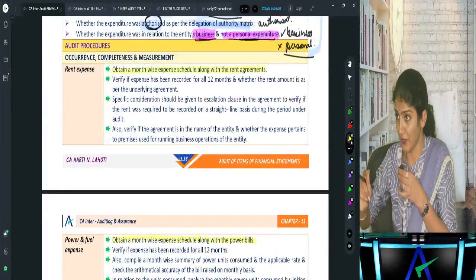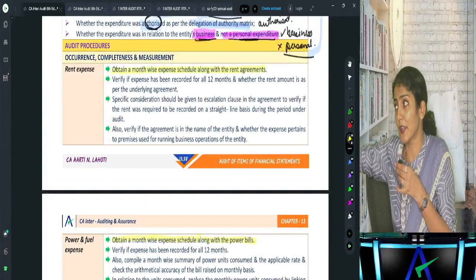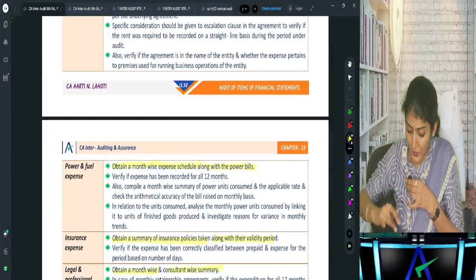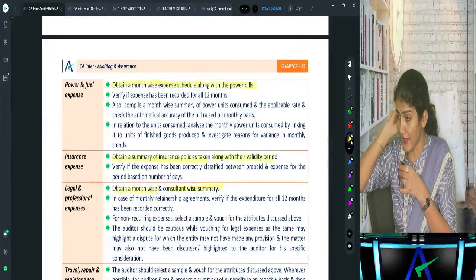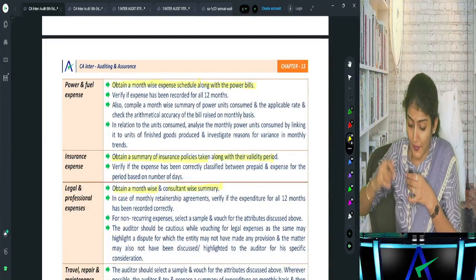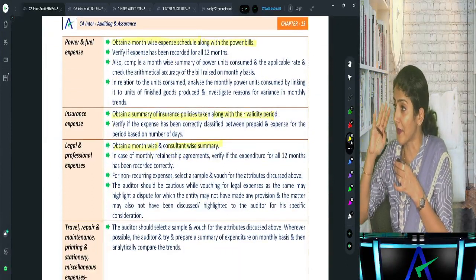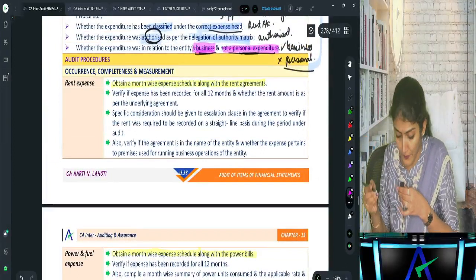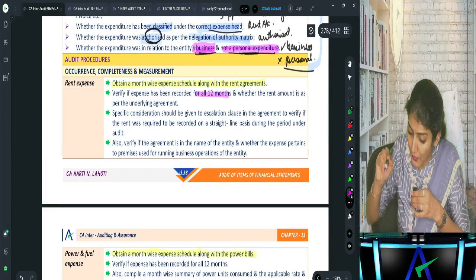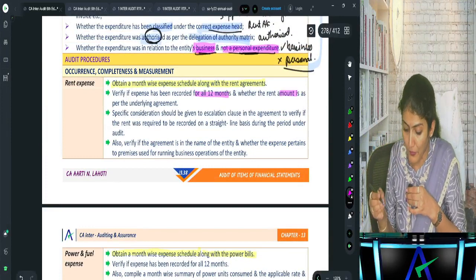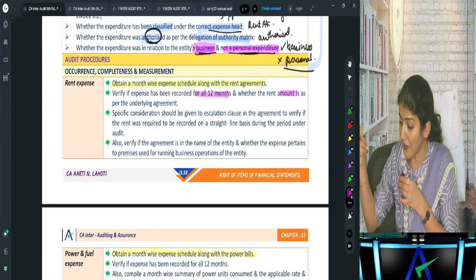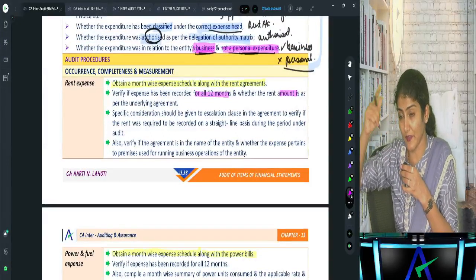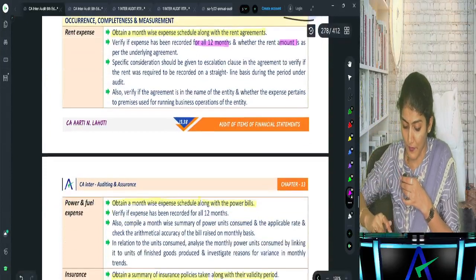Obtain a schedule. Right, so obtain a month-wise schedule for rent along with the rent agreement, for power and fuel along with the power bill, for the insurance expenses along with the insurance policy, and also the validity period. For legal and professional, month-wise and the consultant-wise summary you need to obtain. Are you getting that? Then what is the next point for the rent over there? Verify if expense has been recorded for all the 12 months and whether the rent amount is as per the agreement. So all 12 months means completeness, and amount means the accuracy. Right, so completeness and accuracy, whether for all 12 months it has been recorded as per the agreement.